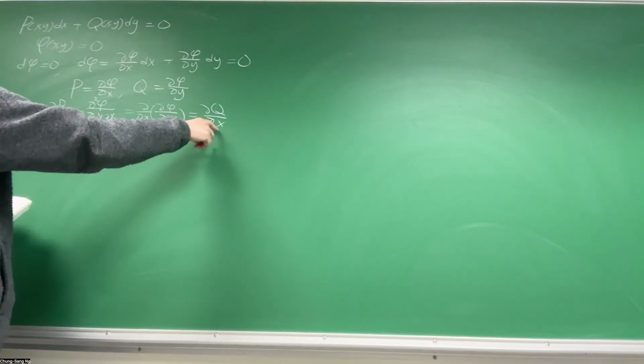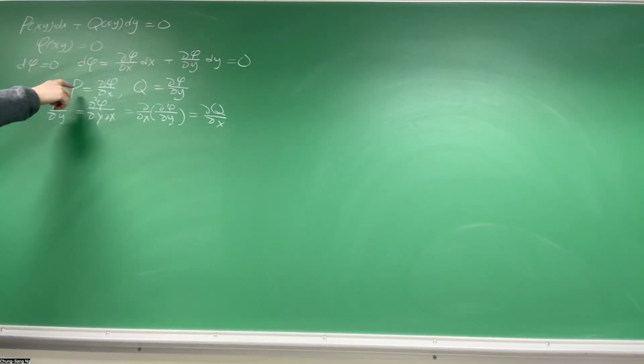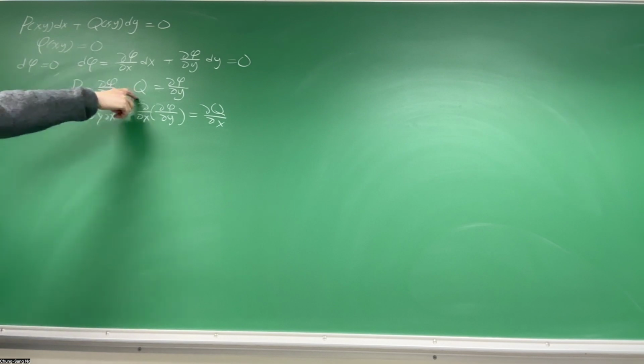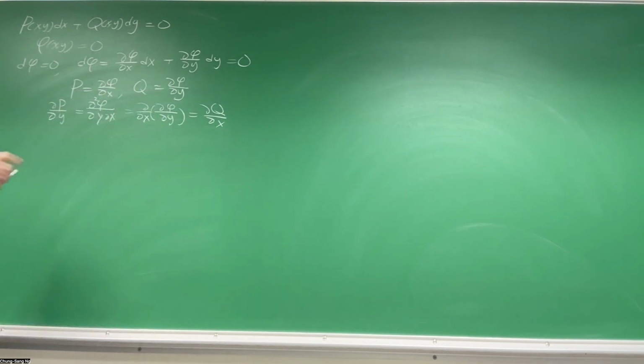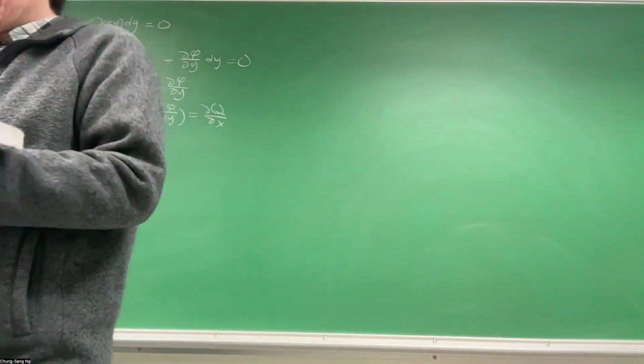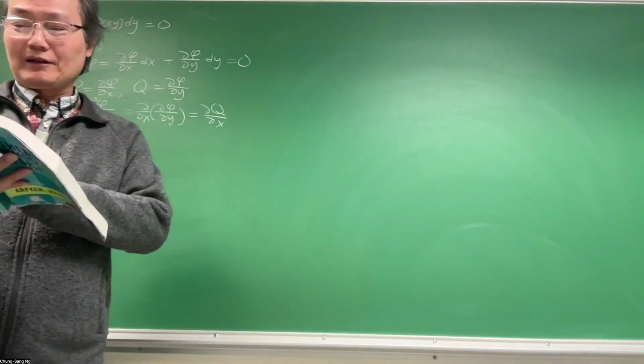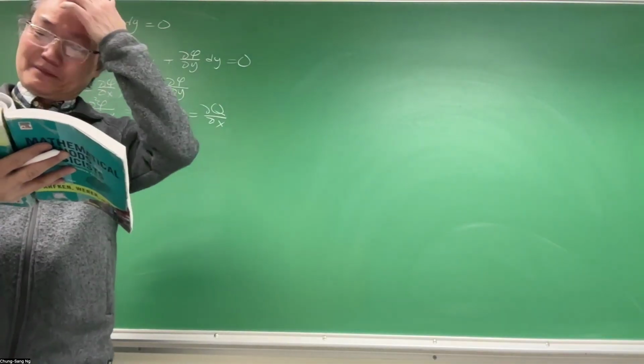If that is true, then there is a function phi such that p is partial phi partial x, and q is partial phi partial y. And once you have that, you can say this is an implicit solution between x and y, right? If it's possible, you can solve for y as a function of x. It's not always possible, but if it's not possible, it becomes an implicit solution, and that's fine. And sometimes it's like that.